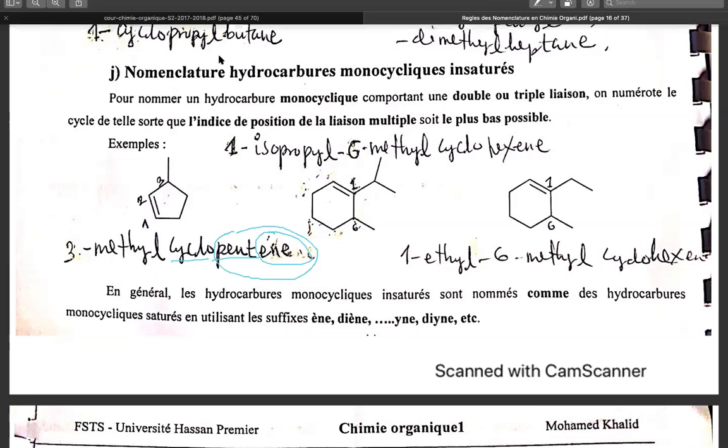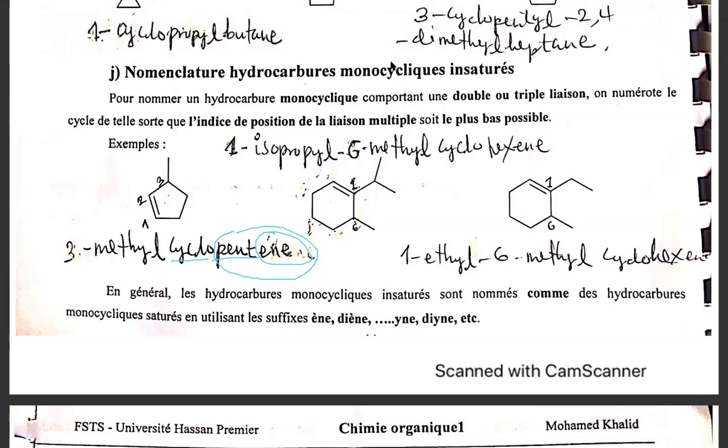3-methyl-cyclopentene. Is it clear for this example? I have a question. Yeah. On the double bond. The double bond, this one, which is between 1 and 2.